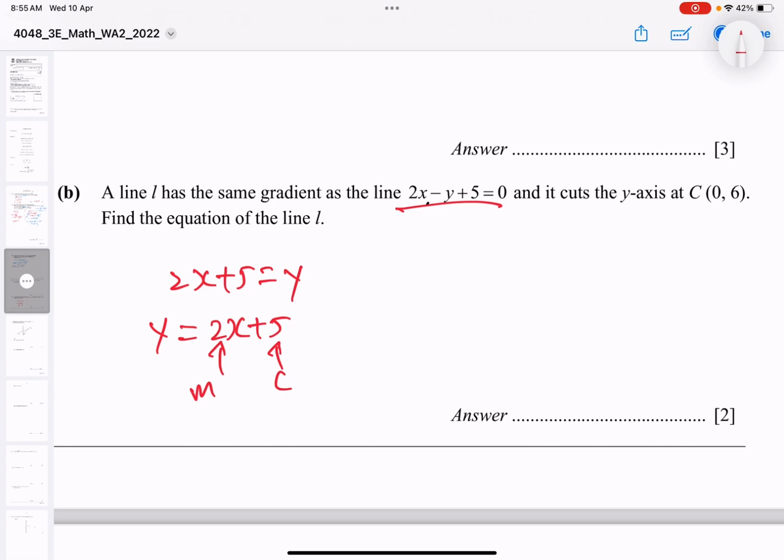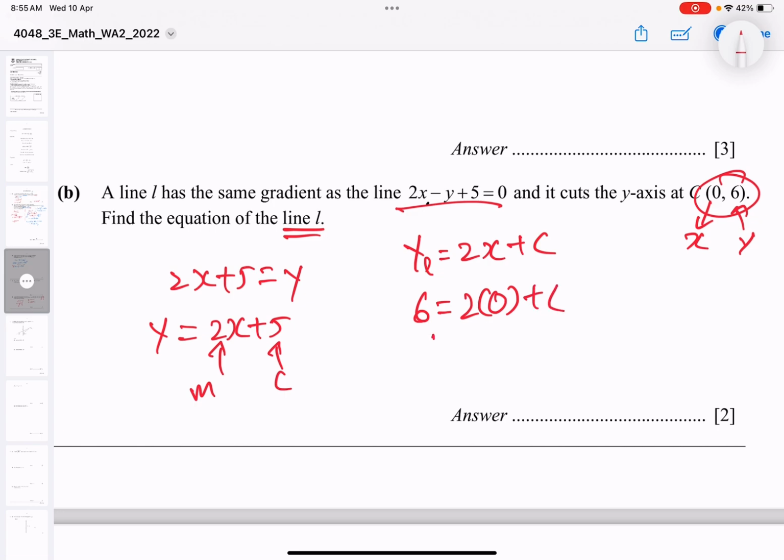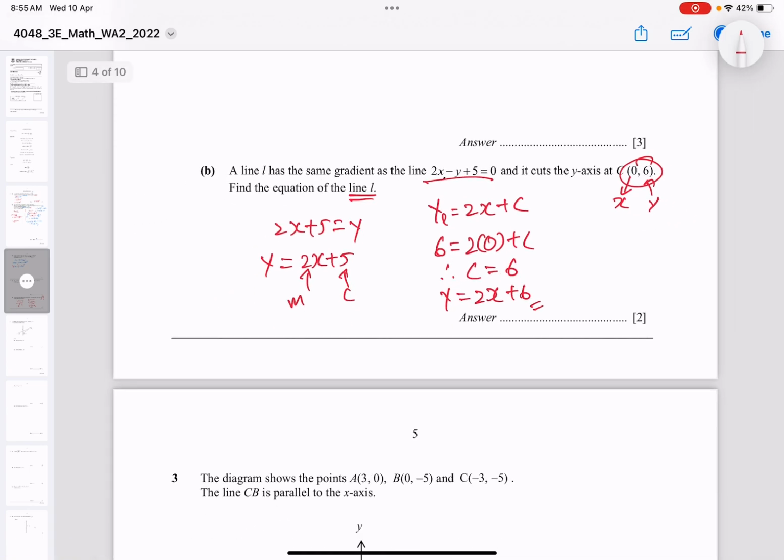Because it tells us that the line L has the same gradient. So if I want to find the equation of line L, I know the gradient is going to be 2. I just don't know what the y-intercept is. Okay, but I know it cuts the y-axis at (0, 6). So this refers to the x, this refers to the y. Just substitute it in. 6 is equal to 2 times 0 plus c. So therefore, c is equal to 6. So my equation is y equals 2x plus 6. That's it. Alright, let's move on.